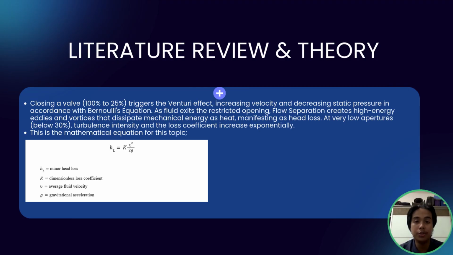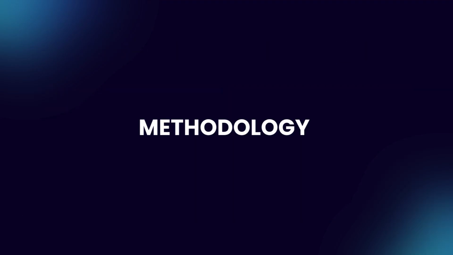At very low apertures, turbulence intensity and the loss coefficient increase exponentially. And the second one is the mathematical equation for this topic, which is HL equals K times V squared over 2G.